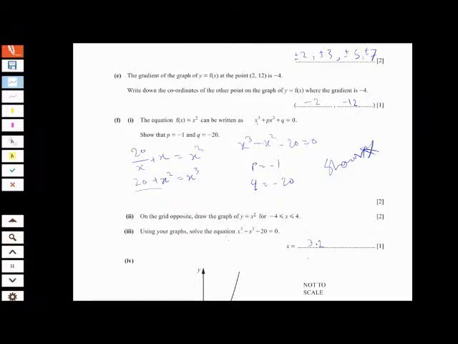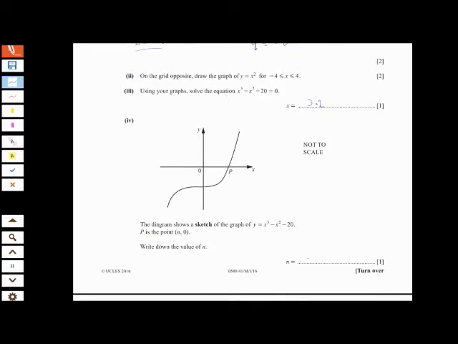Okay. And now the diagram shows a sketch of the graph y equals x cubed minus x squared minus 20. Point P is (n, 0). Write down the value of n. As you can see here, y equals 0. That means it's the x-intercept, where it intersects the x-axis. That means if you substitute 0 here to find the value of n, you get x cubed minus x squared minus 20 equals 0, which is exactly the same as this, right? And we already found out that this equals 3.2. So n equals 3.2. That's the x-axis intersection point.